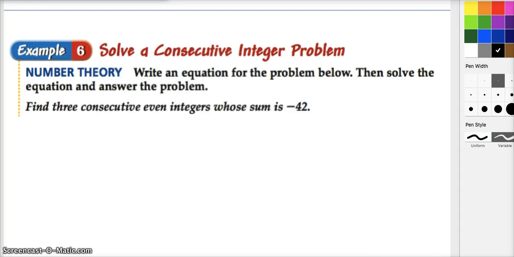Example 6. So we're going to solve a consecutive integer problem. Let's go ahead and take a look and think about some of the things we talked about earlier. Write an equation for the problem below, then we're going to solve the equation and answer the problem. Find 3 consecutive even integers whose sum is negative 42.